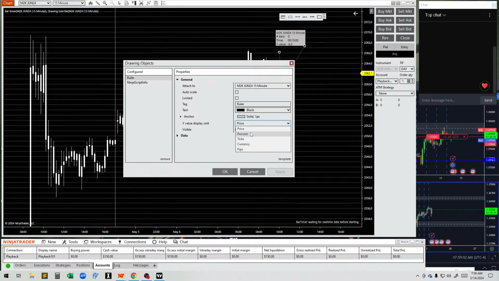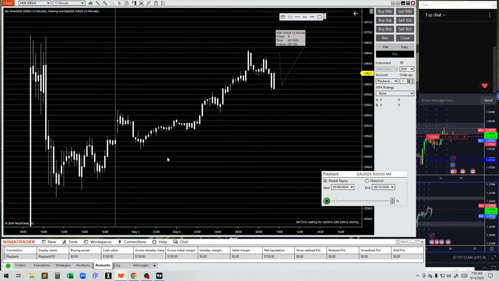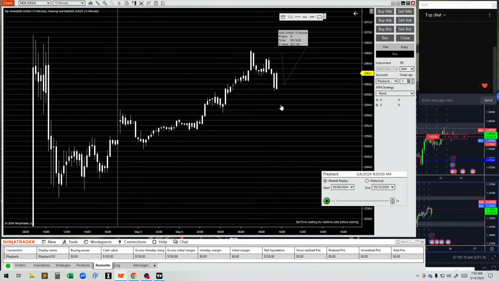And let's change that to currency. Apply that. So that would be $31. 5, 10, 15, 20, 25, 30 plus a little bit. So each line is $5 on this.